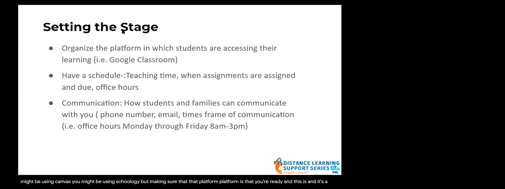Having a schedule: teaching times at the same time they're needed, when assignments are assigned and due, office hours. Those need to be patterned just like our bell schedules were when we were teaching in front of our students. Communication: how are students and families going to communicate with you? Are you having them call you? Are we doing emails? We need time frames of communication. For example, Monday through Friday office hours where you are contacting them are between 8 a.m. and 3 p.m. We're creating those parameters so everyone knows what the rules are and how we're accessing things. It's really beneficial to create that schedule and structure, which can often not feel that way when we transitioned in spring.